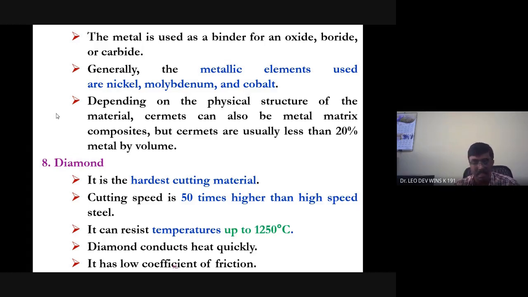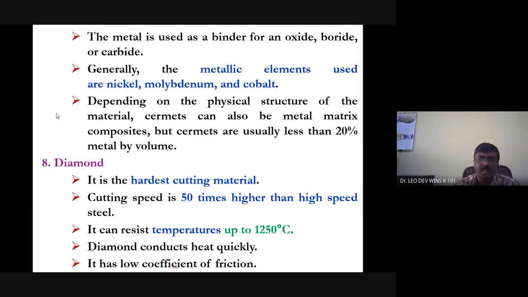The next one is diamond. Diamond is the hardest available material. The cutting speed at which we can do the machining may be 50 times higher than high speed steel. It can withstand very high temperature, so that we can operate the machine tool at 50 times higher speeds than we can achieve with high speed steel cutting tool material. It can resist temperatures up to 1250 degrees centigrade, so the hot hardness is higher even compared to ceramic material.